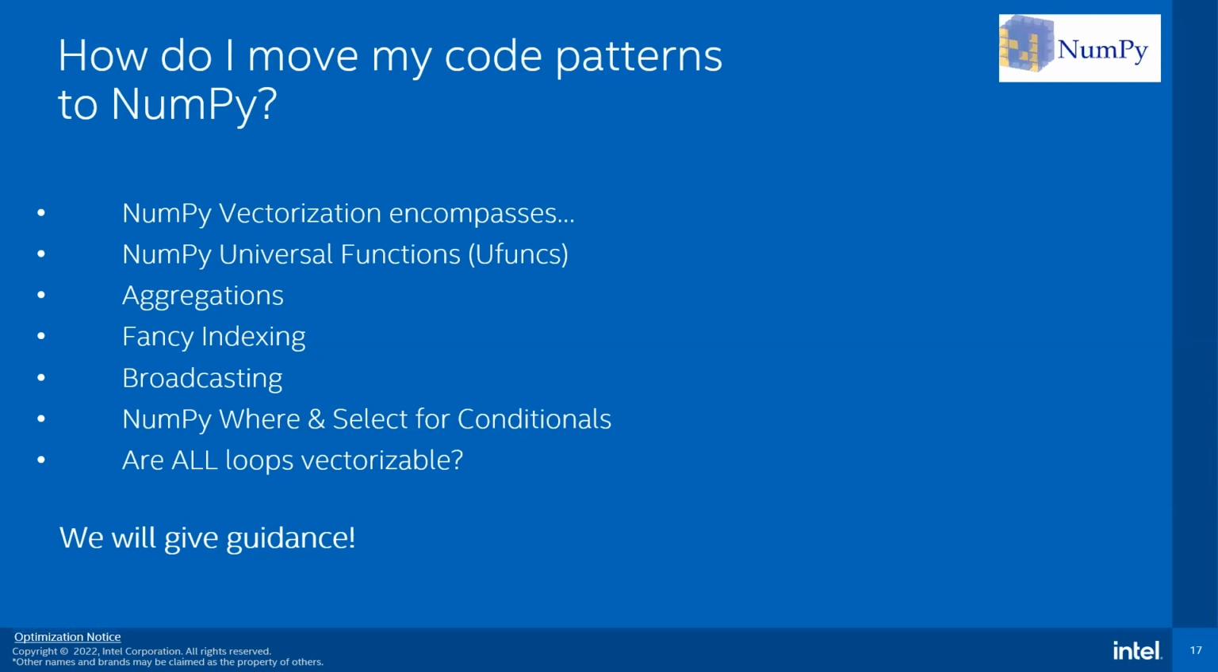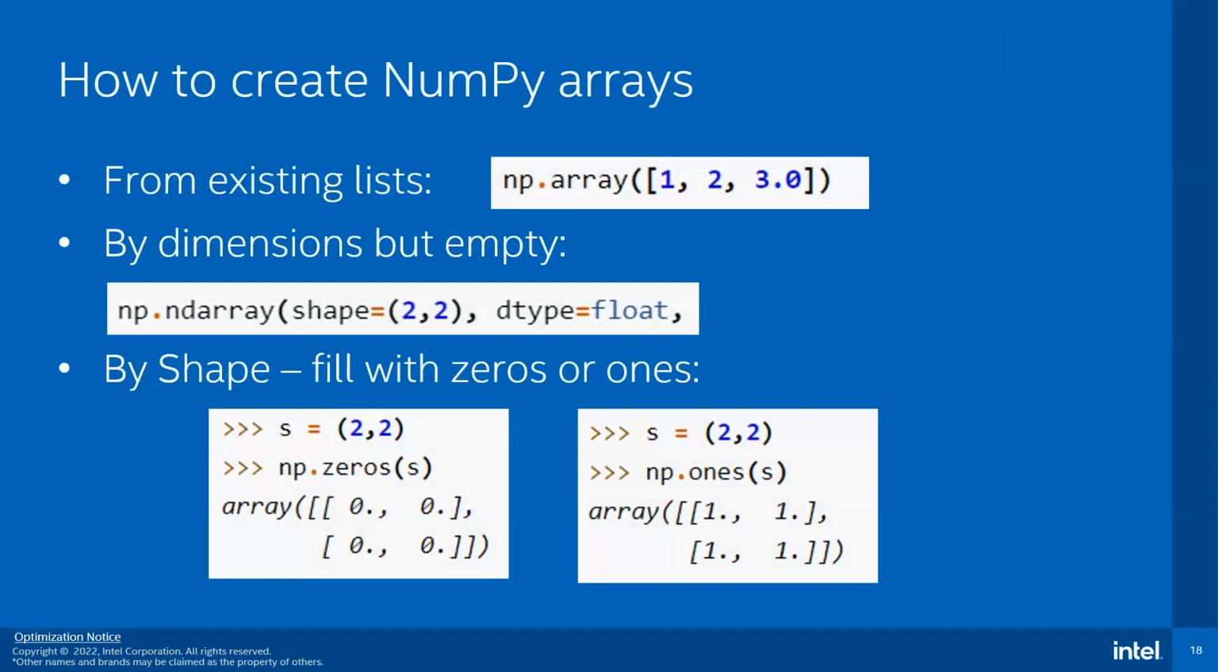The other things we're going to cover today are aggregations, fancy indexing, and broadcasting. Fancy indexing, some of you may know, but some of you may not. Broadcasting is something that maybe you know, maybe you don't. It's hit or miss. Typically when you take a class on Python, they don't necessarily cover every one of these topics all the way through. Then NumPy where and select: when you have conditional logic in your loops, how can you vectorize it? Okay, well, we've got a way. I'm probably not going to go into the discussion of whether all loops are vectorizable, but this is the general idea of the flow for today.